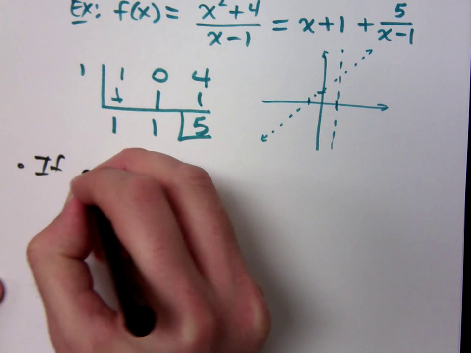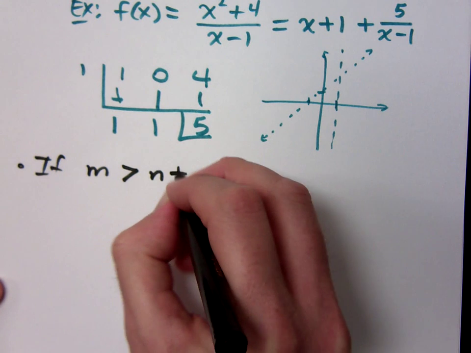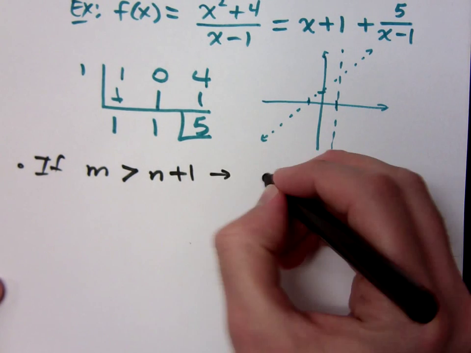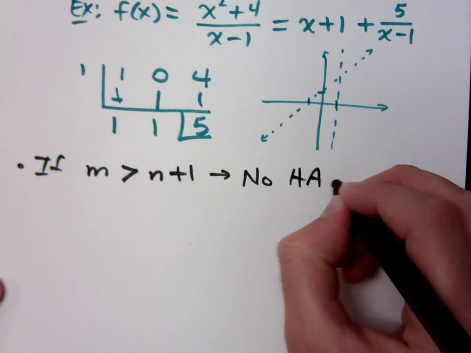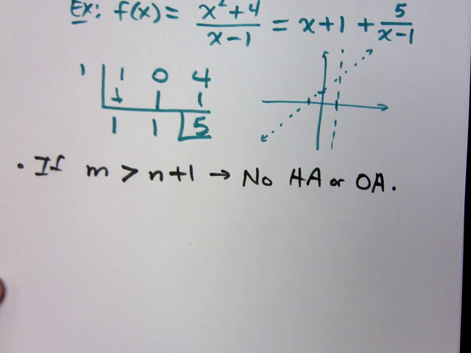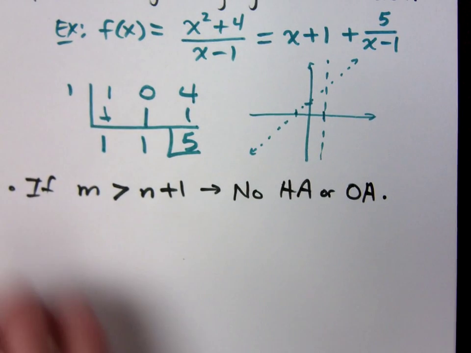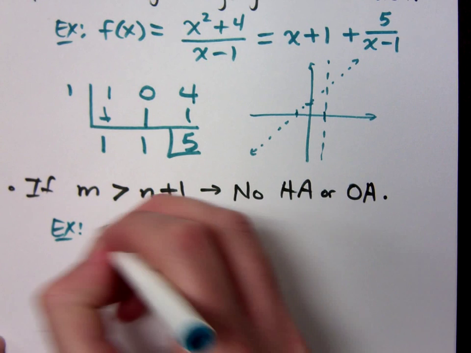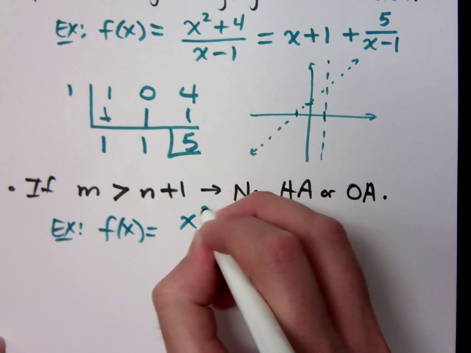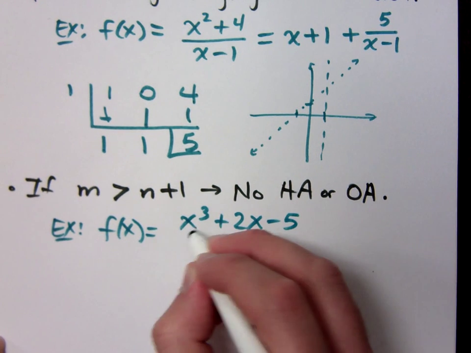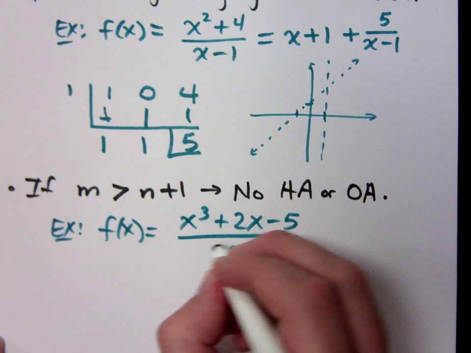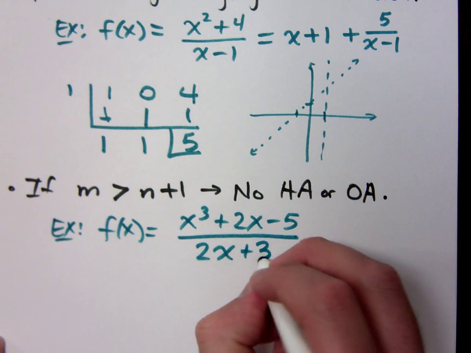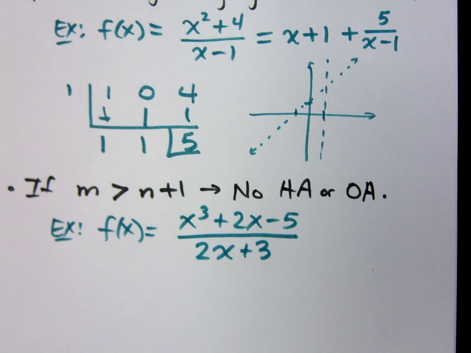Now, if that numerator's degree is greater than the bottom one's plus 1, then you have no horizontal or oblique asymptote. That means if I gave you f of x equals x to the third plus 2x minus 5 over 2x plus 3, notice how that numerator has a degree larger than that of the denominator, but it's larger by more than 1, which tells me I don't have a horizontal or oblique asymptote.